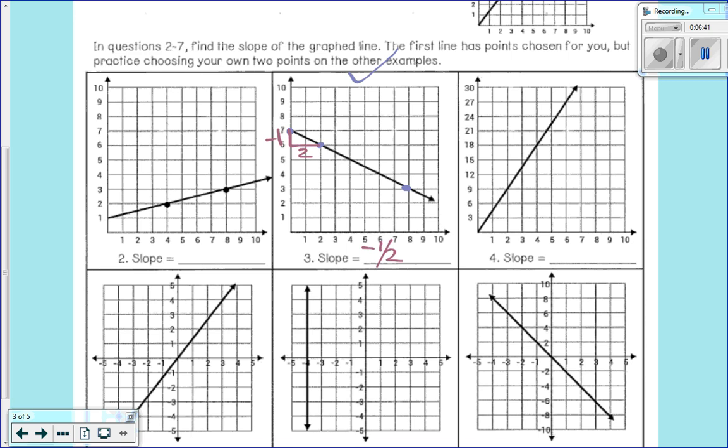Let's go ahead and check. We're going to read our graph from left to right and see that our line is decreasing, and we do have a negative slope.